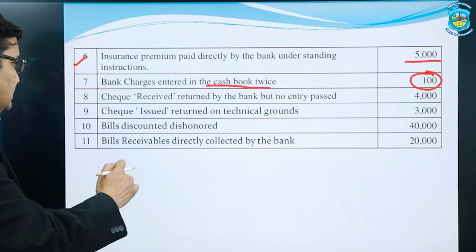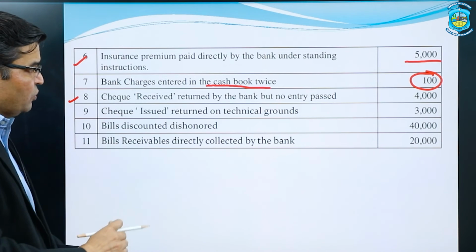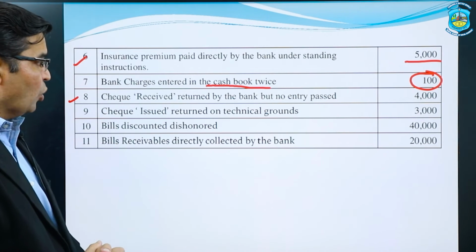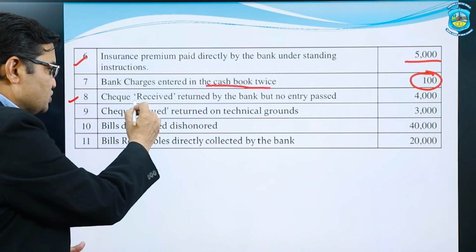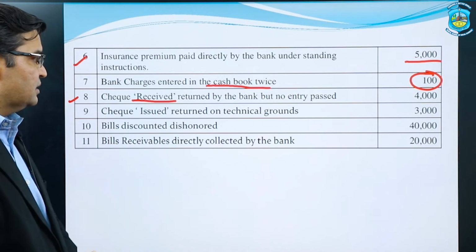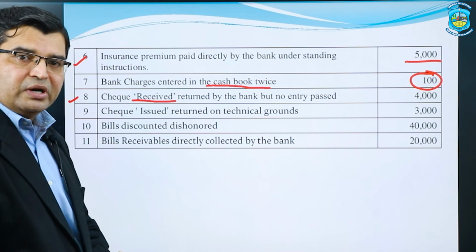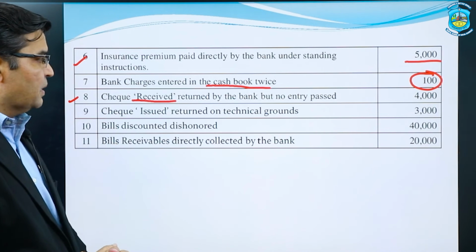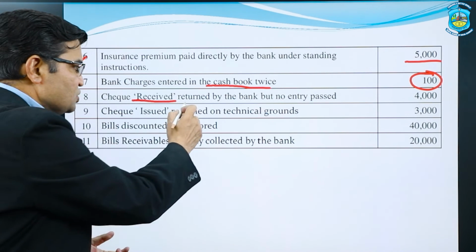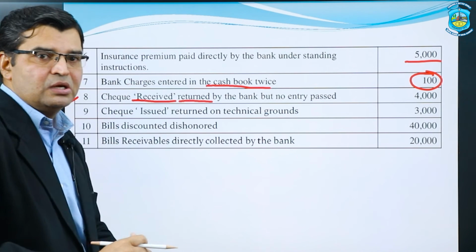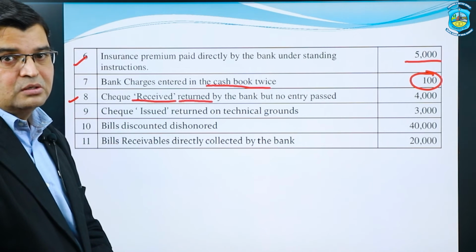Then checks received returned by the bank but no entry passed. We have received a check from our debtors. These checks have been deposited in the bank also, but the bank has returned these checks because these checks have been dishonored. Okay.